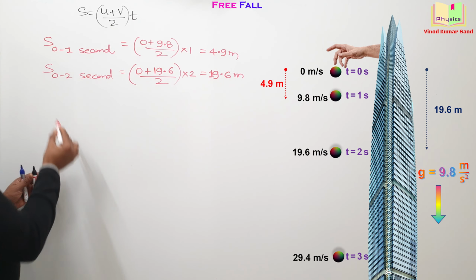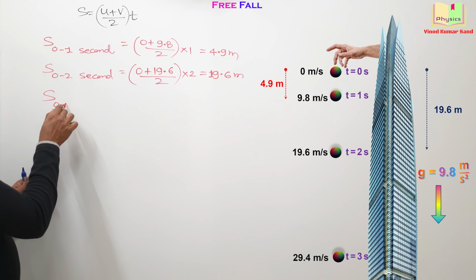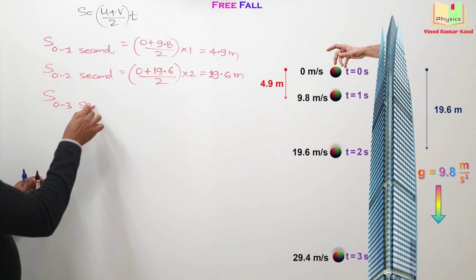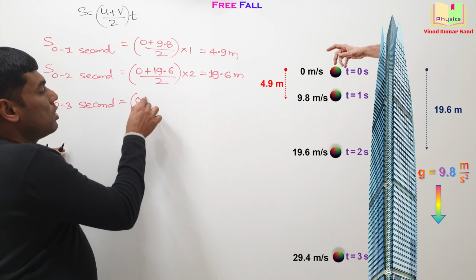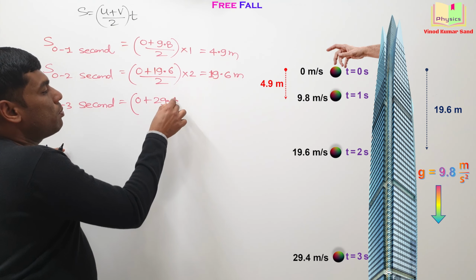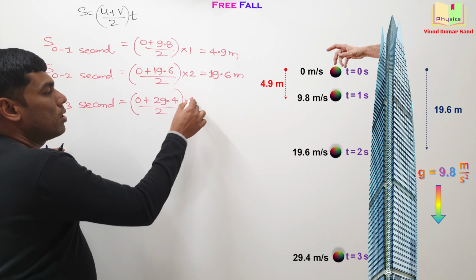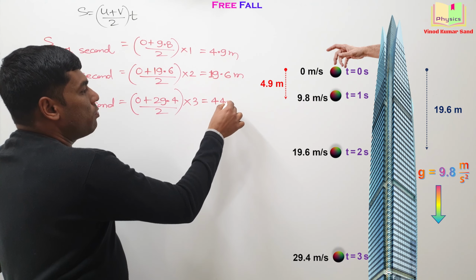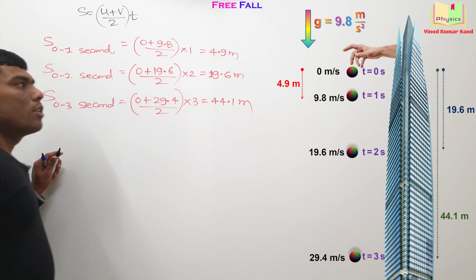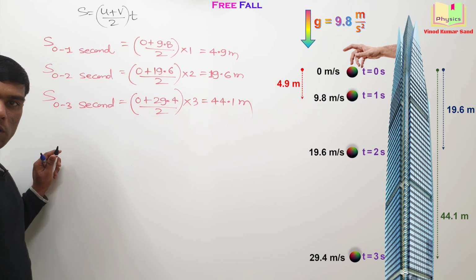Okay, if I ask you the total distance traveled in the time interval 0 to 3 seconds, what should be the answer? (0 + 29.4)/2, and the time interval is 3. Doing the computation, it comes out to be 44.1 meter. Is it okay?